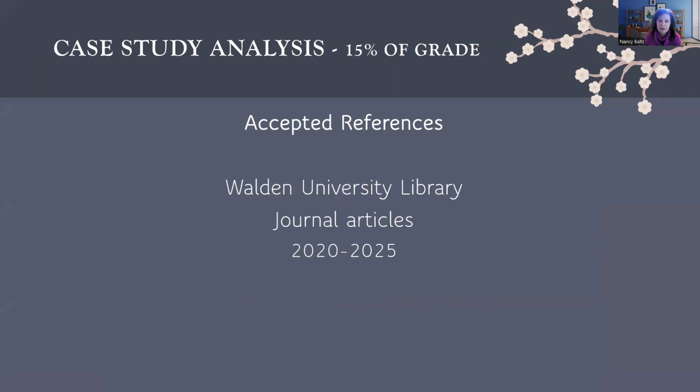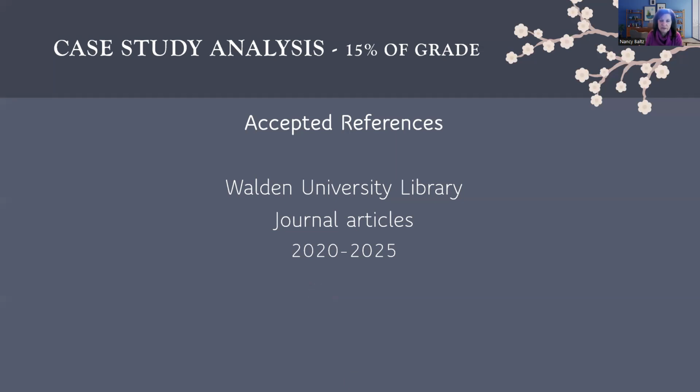A little bit more about the case study analysis. So a little bit about references. We want you to use scholarly references, and that is journal articles, most likely found at the Walden University Library, because that's where you have access, and it needs to be less than 5 years old. So if you think about it, that is very timely research.